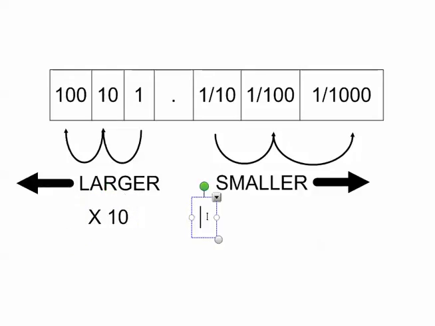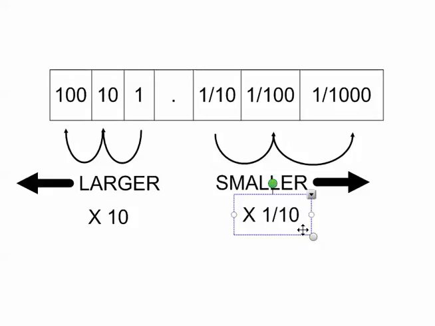On the right side, as we go from the 1/10 to the 100th to the 1000th, the values are getting smaller by 1/10. So that means that 1/100th is 1/10 of 1/10, and 1/1000th is 1/10 of 1/100th. So on this side they're getting smaller by a value of times 1/10. Now I know that might seem a little confusing, but it actually makes sense.